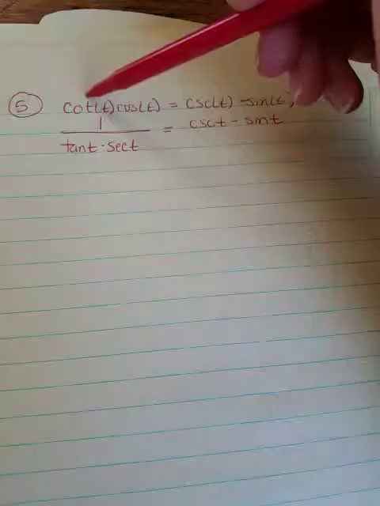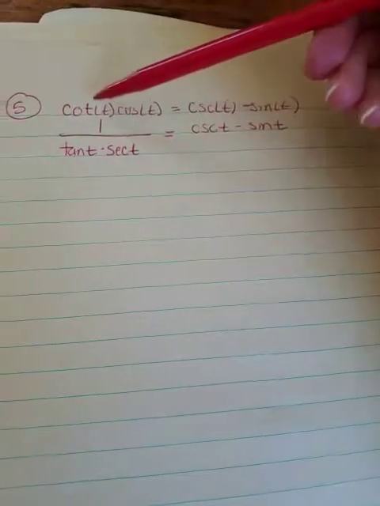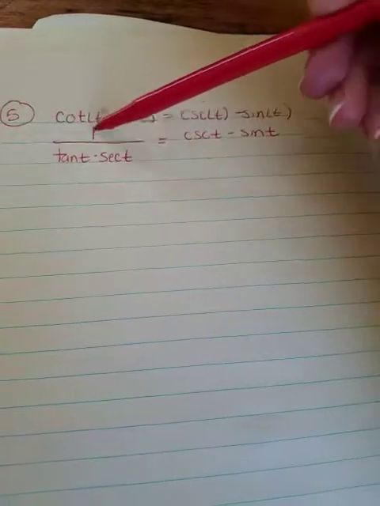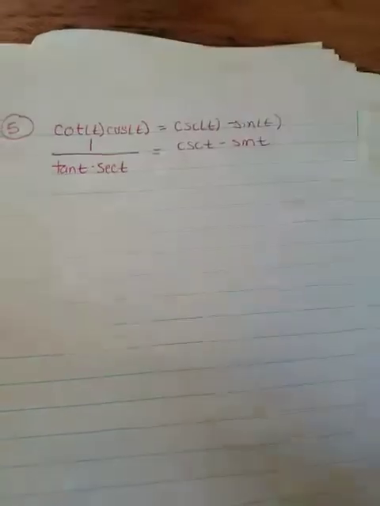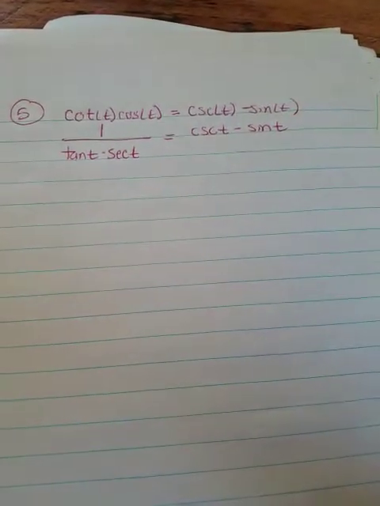are. So the original problem is this one right here. I'm choosing to start on the left. I know that cotangent is 1 over the tan and cosine is 1 over the secant. So I'm multiplying those because I was multiplying them up here. Again, this is not the only way to go about doing it. This is just one way of many you could do it.